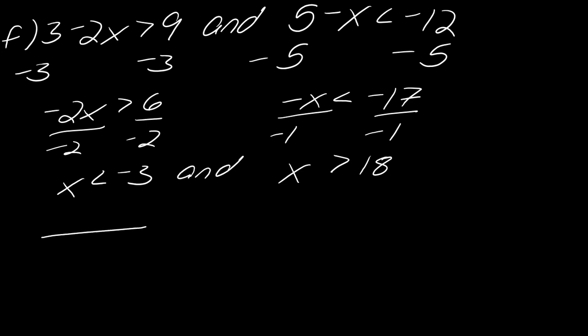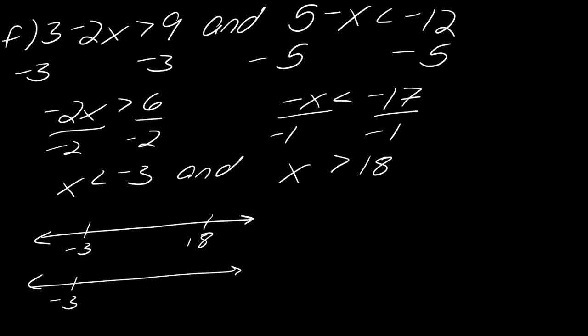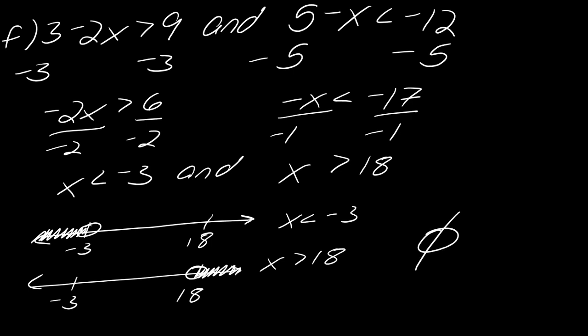And so if I do them on their separate number lines, here's negative 3, here's 18, here's negative 3, here's 18. So here's x is less than negative 3, and here's x is greater than 18. So for x is less than negative 3, I go this direction with an open circle. And for x is greater than 18, I go this direction, also with an open circle. And it's that same idea of there is no overlap in this case. So since there's no overlap, once again, it's just the empty set.